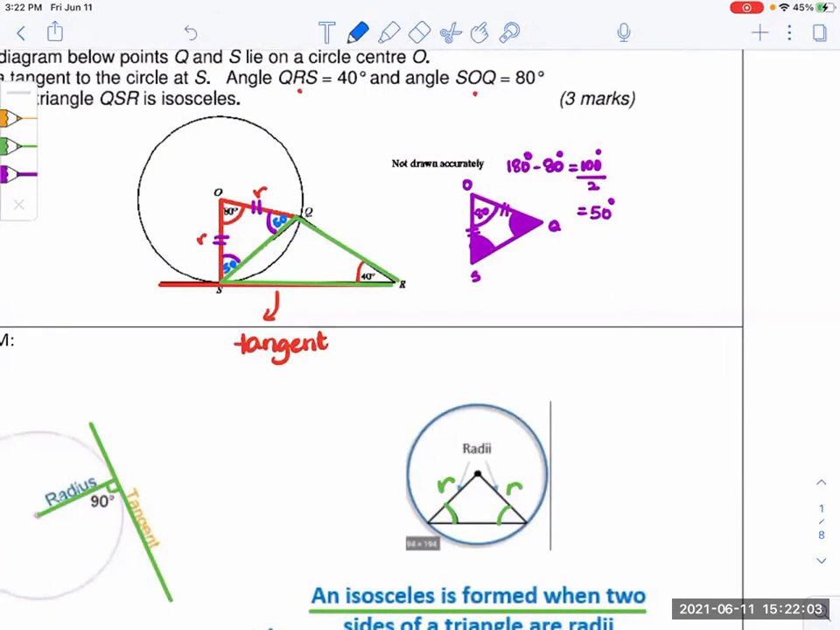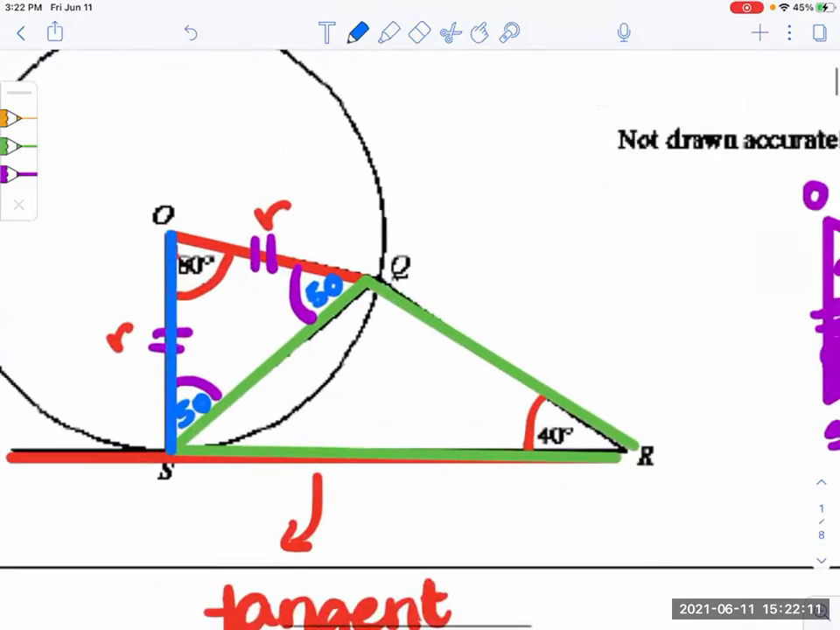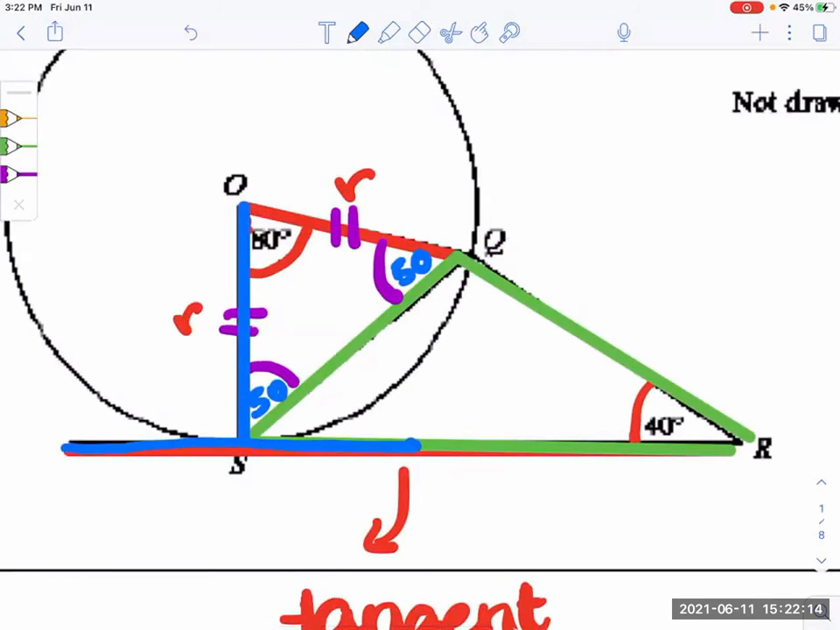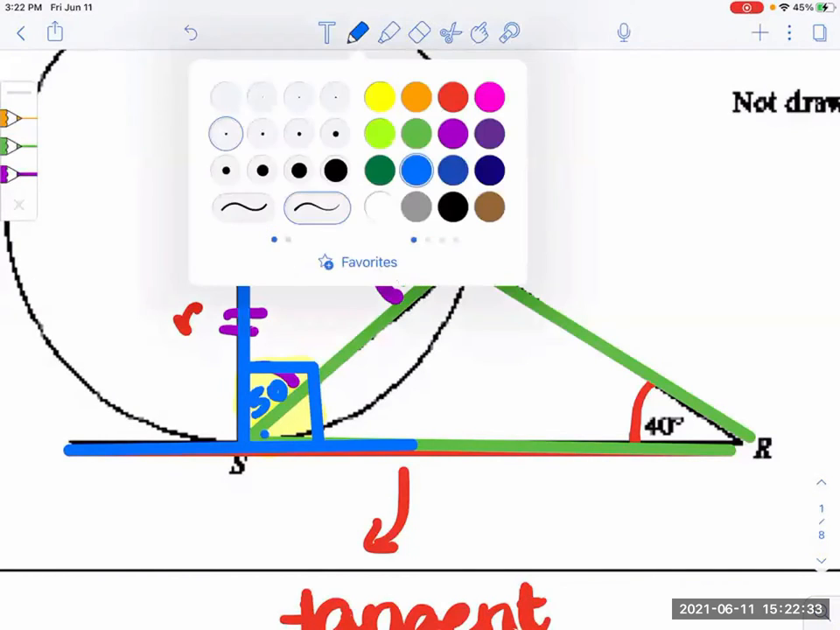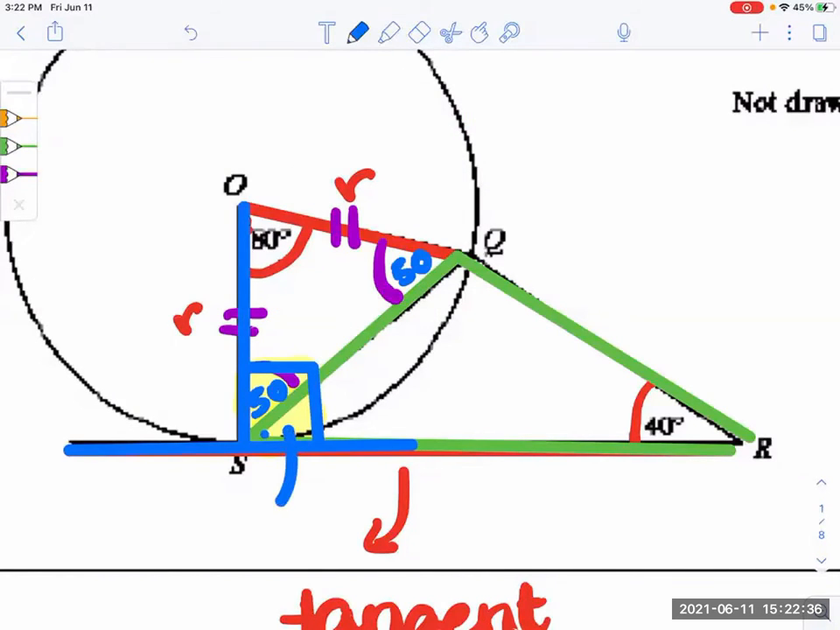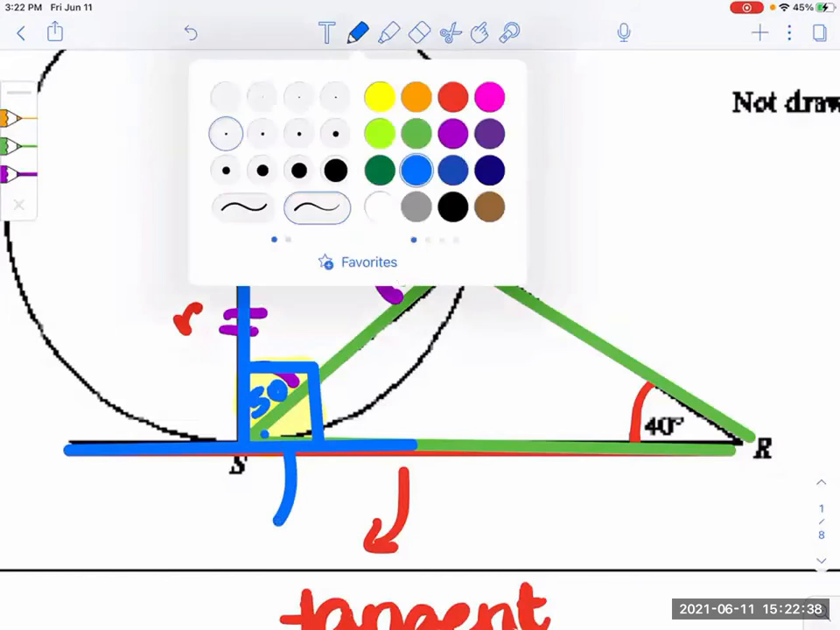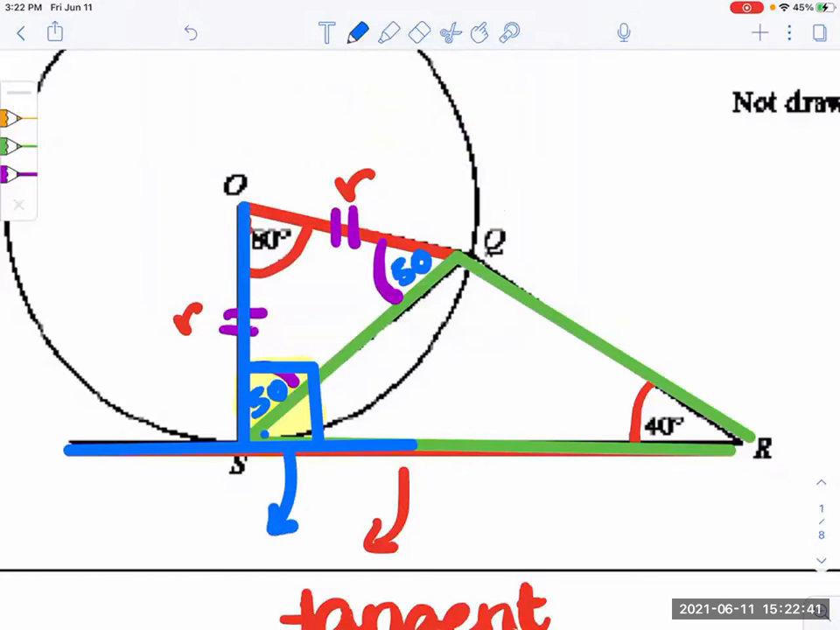No, we're not finished yet. They said that the tangent meets the radius at 90 degrees. So look at this. This is the tangent and that is the radius. This whole angle is 90 degrees. What is this angle here? If this part is 50, what is the other part there? 90 minus 50. You'll get 40 degrees. Here is 90.